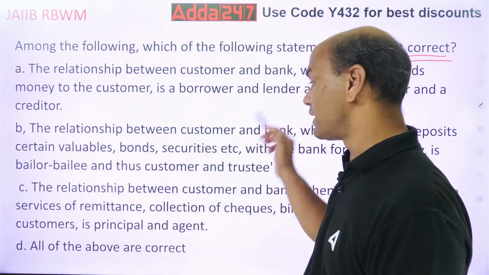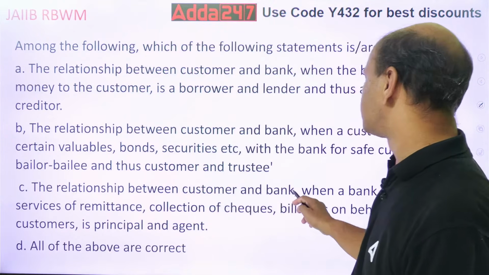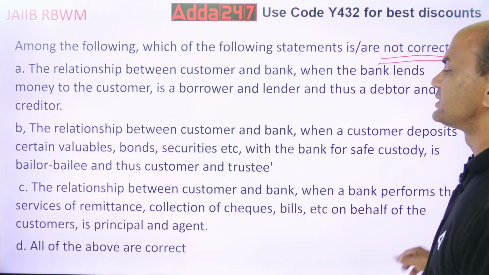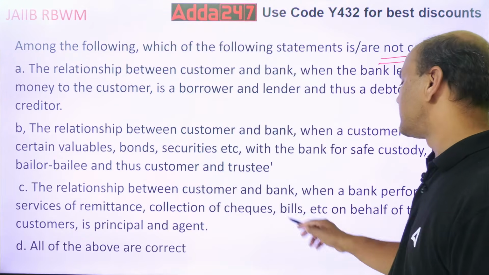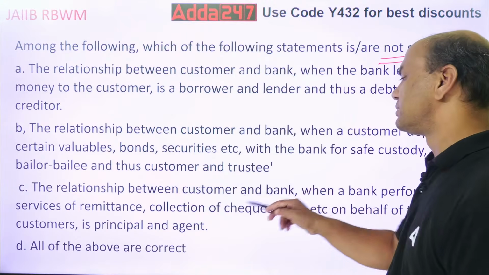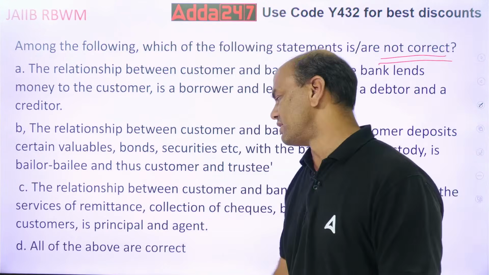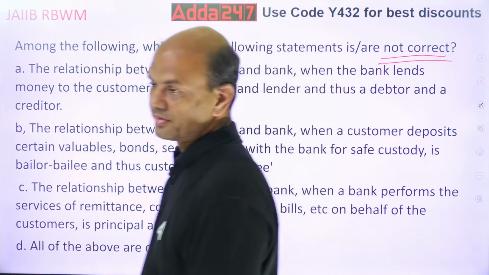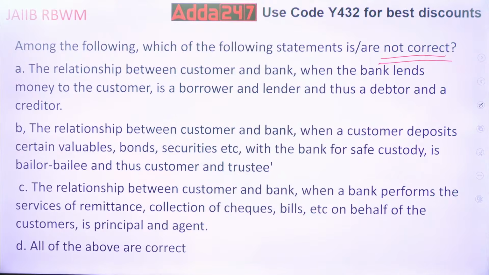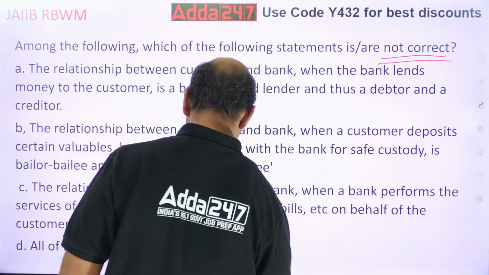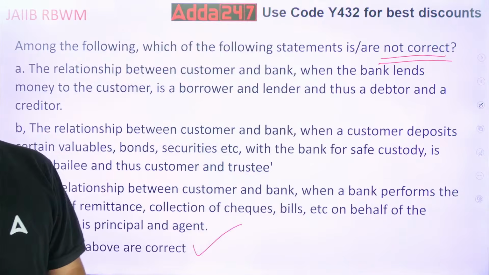The relationship between the customer and the bank, when the bank performs the services of remittance, collection of checks, bills, etc. on behalf of the customers, is that of principal and agent. All of them are correct. So which of them is not correct? All of them are correct. D is the right answer.